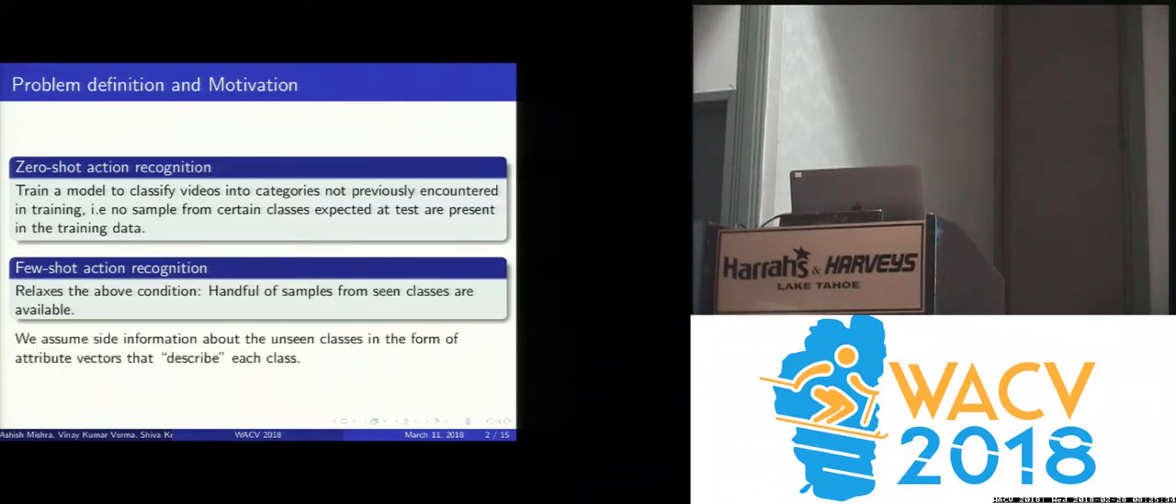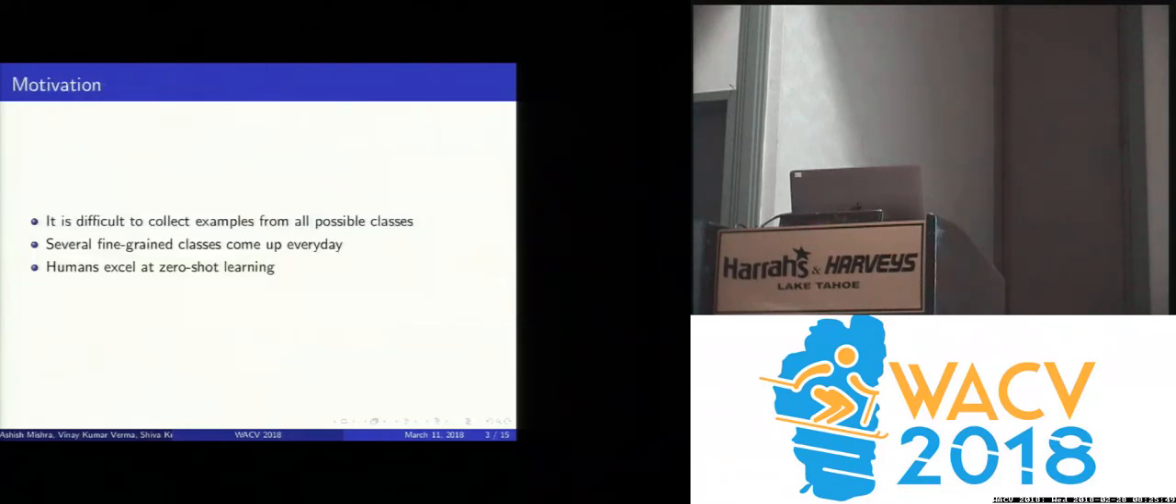To uniquely identify these unseen classes, we assume side information about them in the form of attribute vectors that describe each class. Attribute vectors can either be human annotated or word representations of the class names.